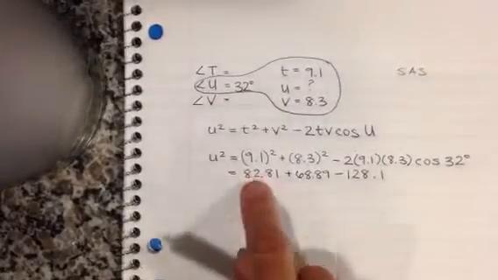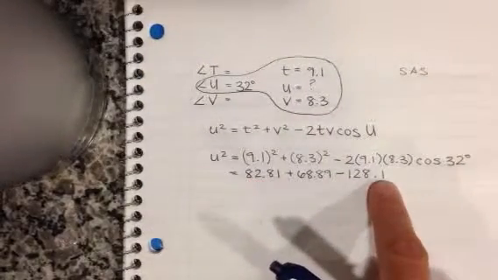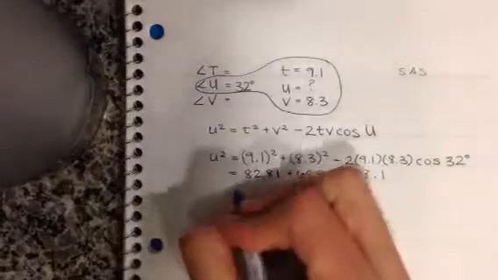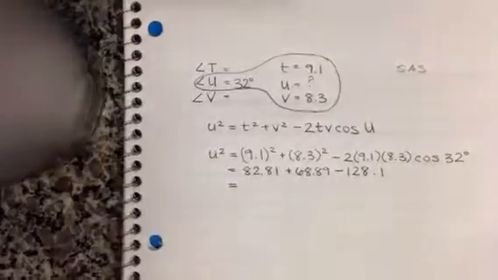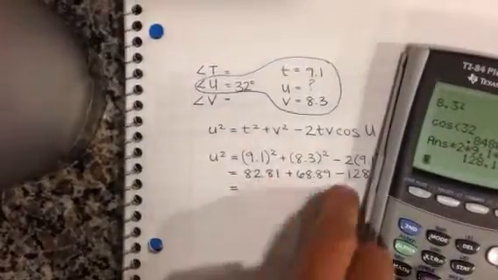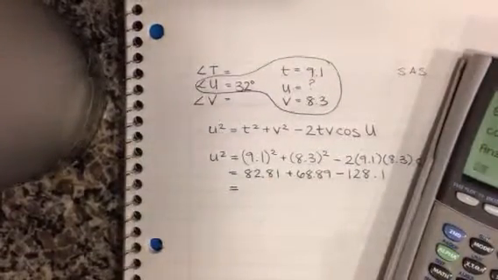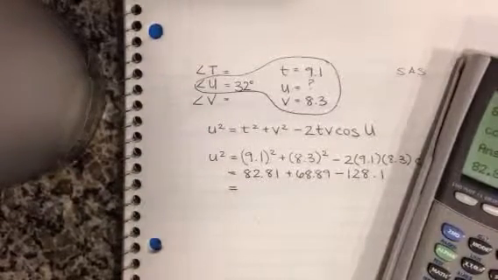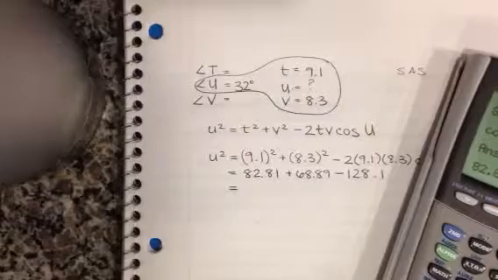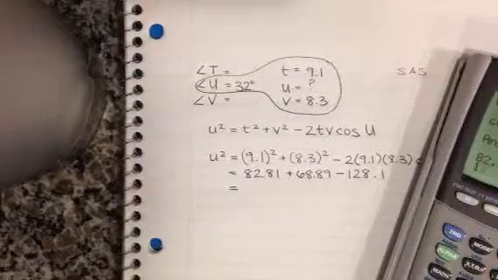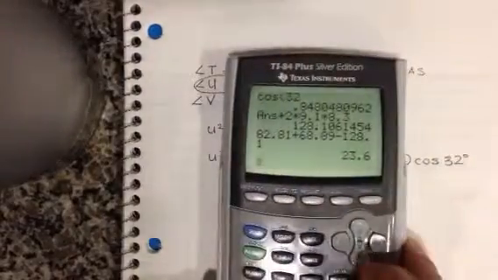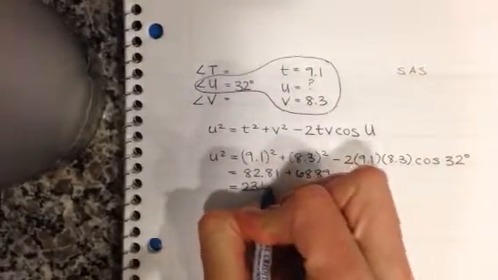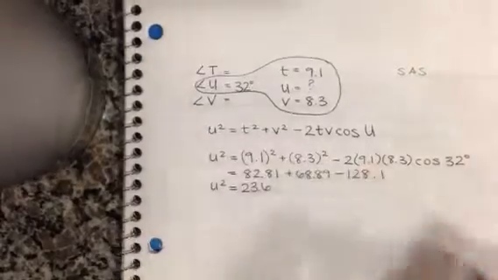Now this you could have done in elementary school. This is actually what I remember doing in 4th grade. You're going to add these two and then subtract just using our calculator. So 82.81 plus 68.89 minus 128.1. And I got 23.6. So 23.6 is what U squared is equal to.